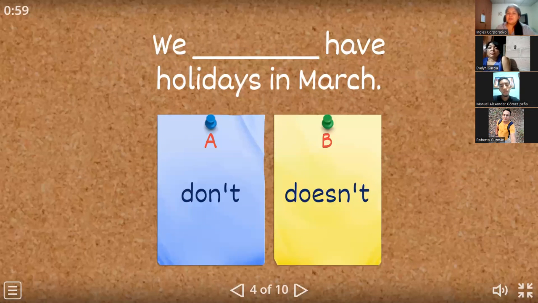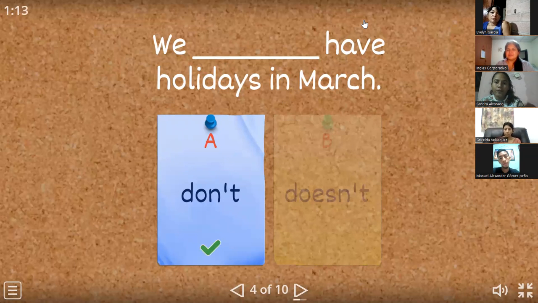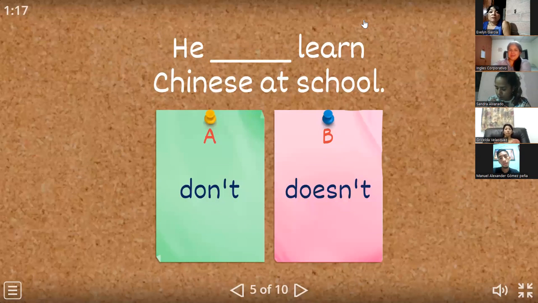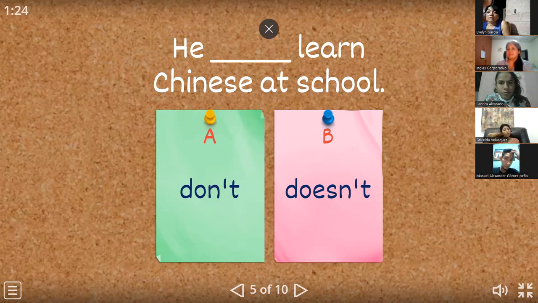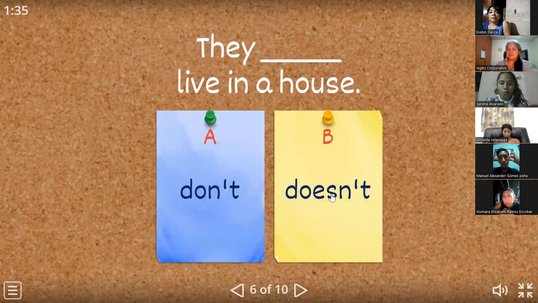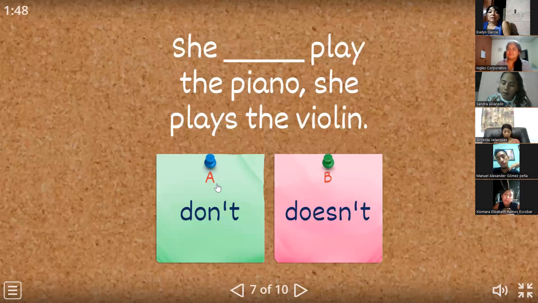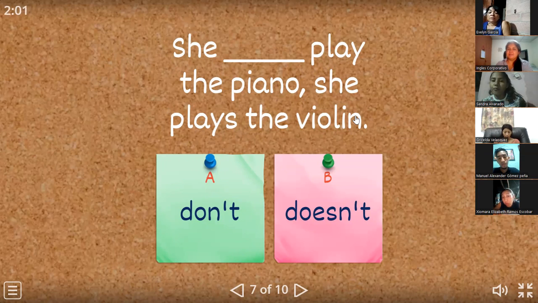We don't or we doesn't have holidays in March. Don't. We don't have holidays in March. He don't or he doesn't learn Chinese at school. Doesn't. He doesn't learn Chinese at school. They don't or they doesn't living in a house. Don't. Okay, they don't. She don't or she doesn't play the piano. She plays the violin. Doesn't. She doesn't play the piano.